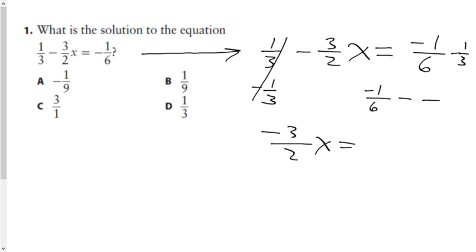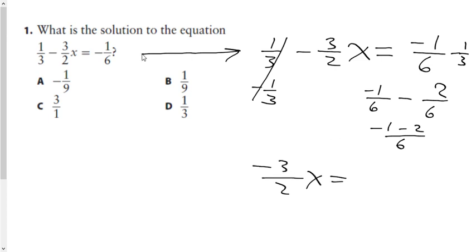The common denominator will be 6. The equivalent fraction is 2. Subtract the numerators, keep the denominator. Negative 1 take away 2 is negative 3. So negative 3/6 is the solution to when I remove a third from both sides. Divide both sides by the coefficient.